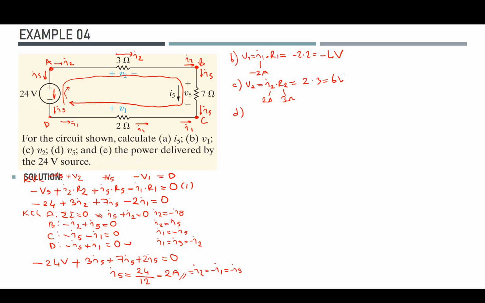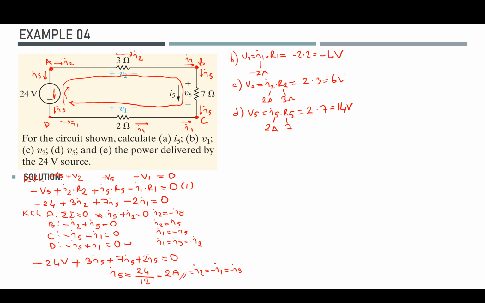And for part D, V5 equals I5 times R5, and I know that I5 equals I2. I already found it, so it's 2 amps, and this is 7 ohms. So 2 times 7 is 14 volts.